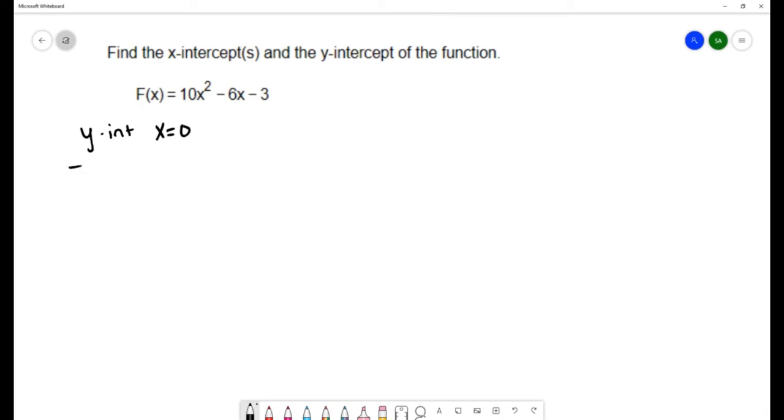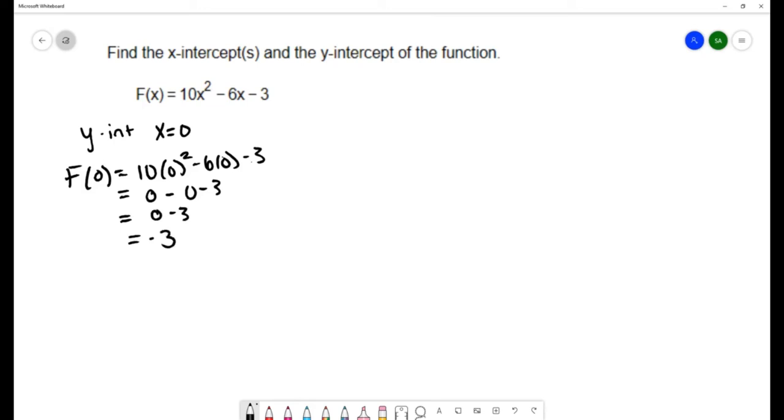I'm going to substitute a 0 into the function, and that gives 10 times 0 squared minus 6 times 0 minus 3. And 0 squared is 0, times 10 is 0. 6 times 0 is 0. And we end up getting 0 minus 3, which is negative 3. So this function has a y-intercept of 0, negative 3.